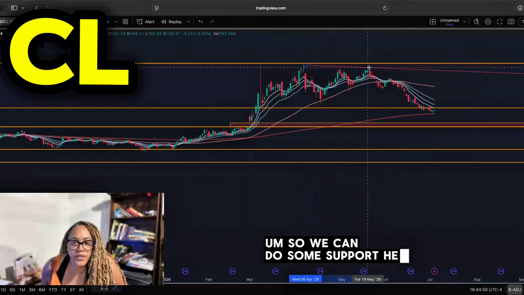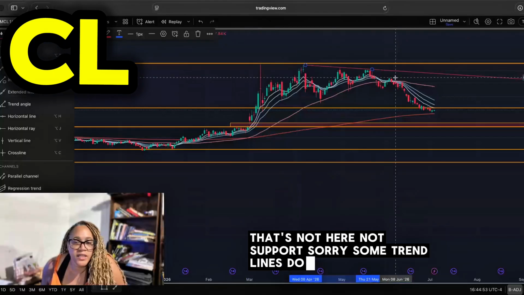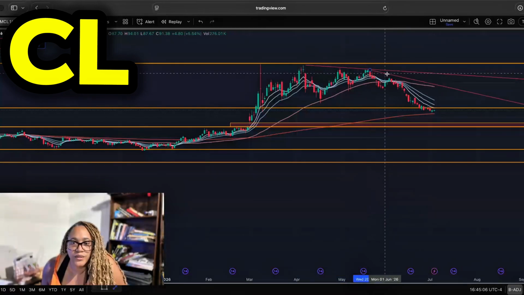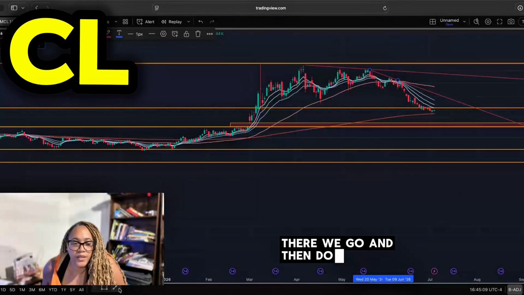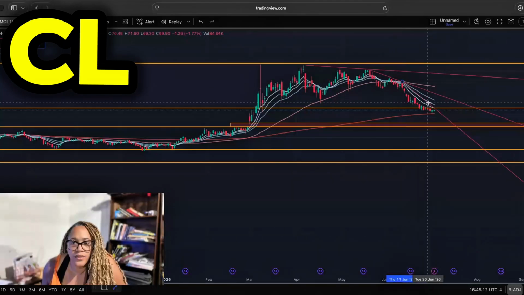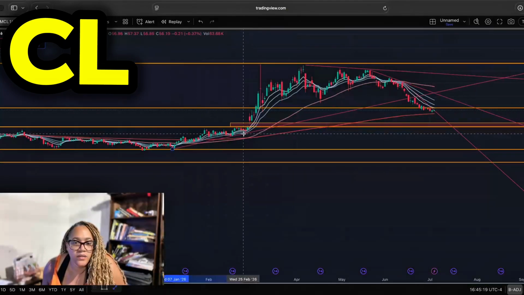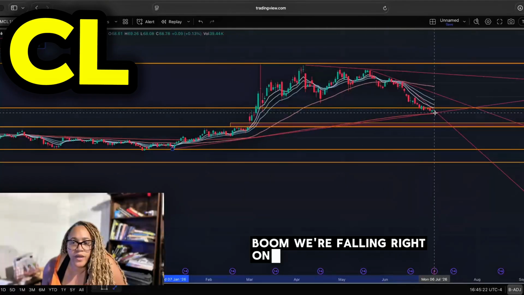So we can do some support here. This line here, not support, sorry. Some trend lines down. Trend line, hello. There we go. And then down again. It was tight. We got another one here. We're going to be falling right on this 200.